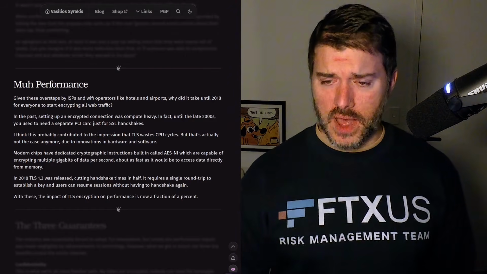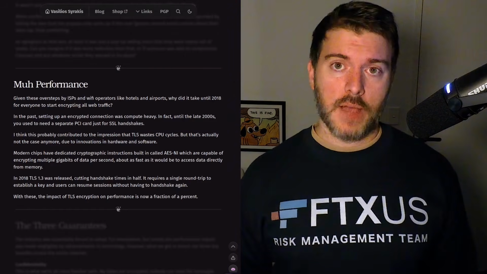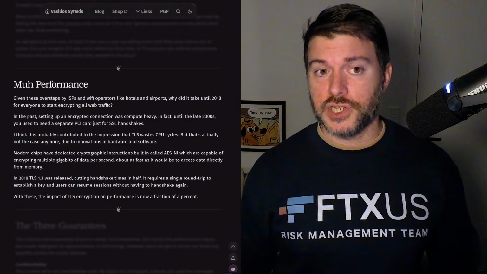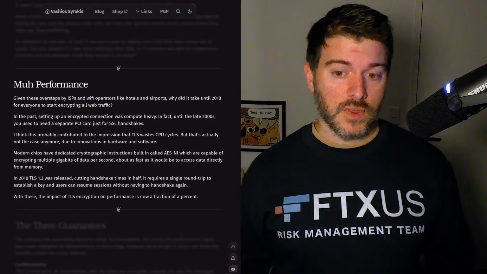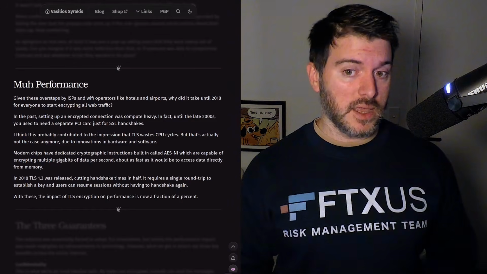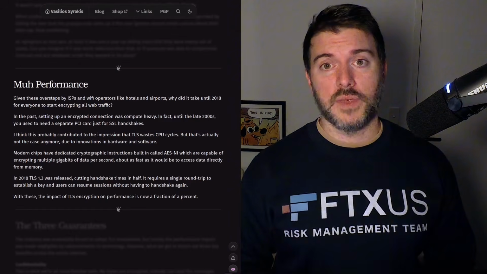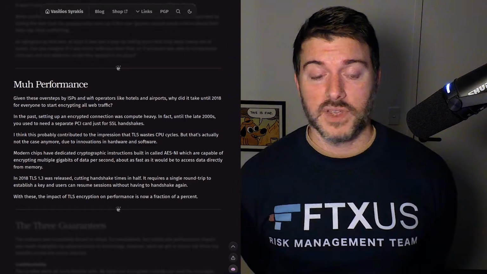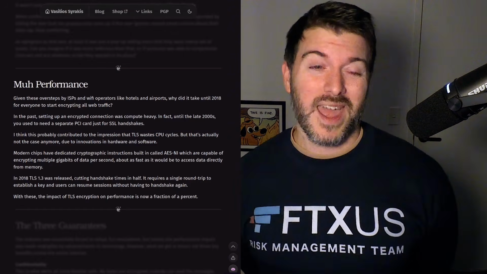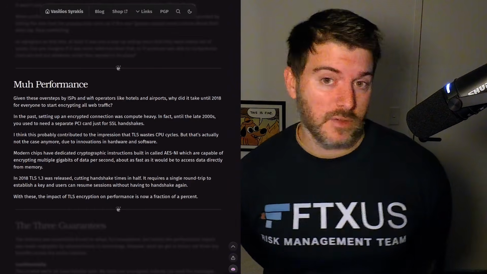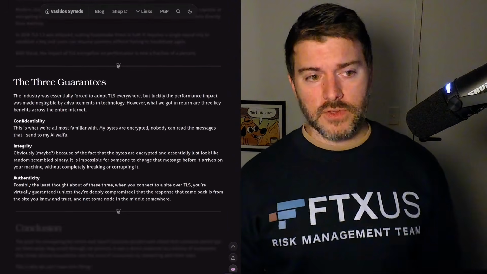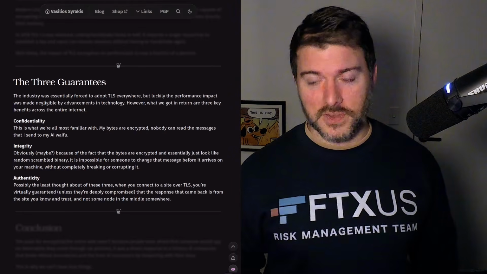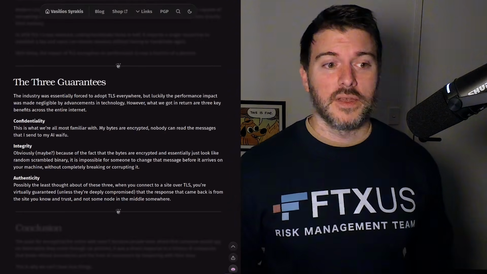This is referred to as zero round trip time or session resumption. Essentially, the server has cached a pre-shared key or a session ticket, and when the client reconnects, they can immediately start sending encrypted data. So with these innovations, the performance impact of TLS encryption is now a fraction of a percent in terms of, say, CPU usage.